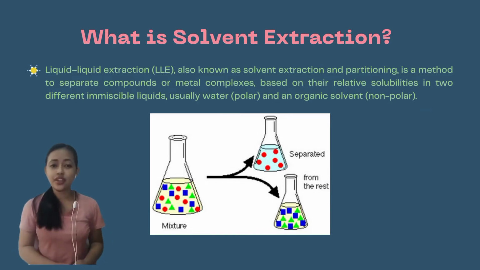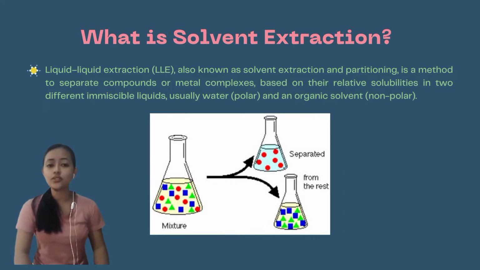Good afternoon, everyone. So for today's topic, we will talk about solvent extraction. What is solvent extraction? Solvent extraction is also known as liquid-liquid extraction and partitioning. It is a method to separate compounds and metal complexes based on their relative solubilities in different immiscible liquids. It is usually water and an organic solvent.